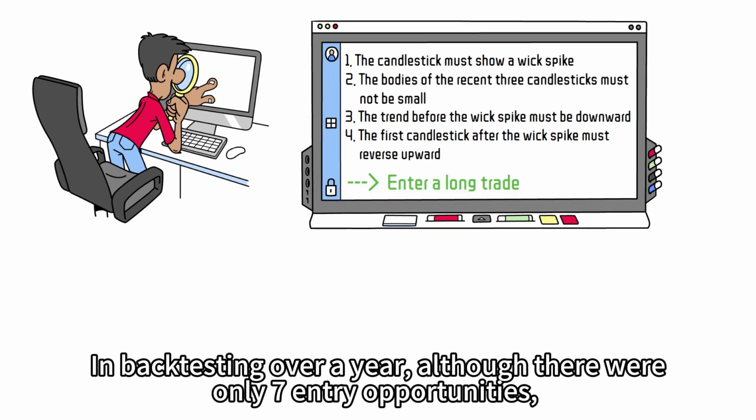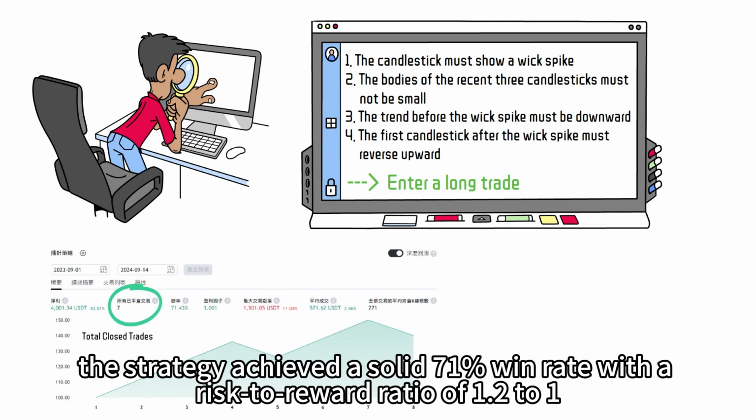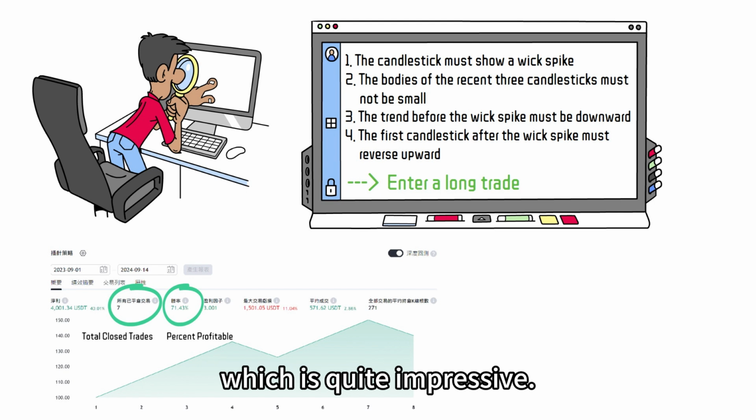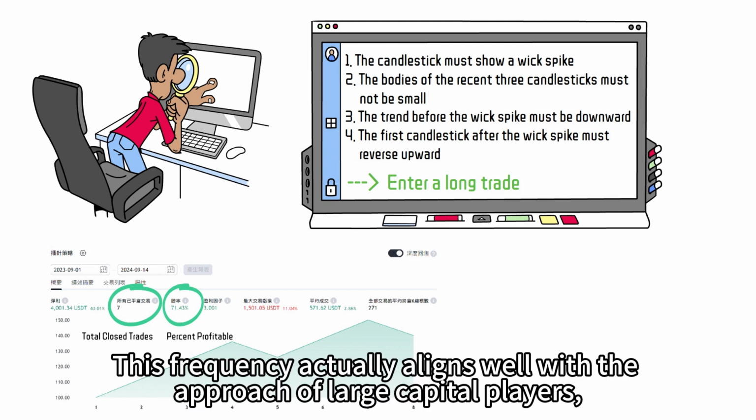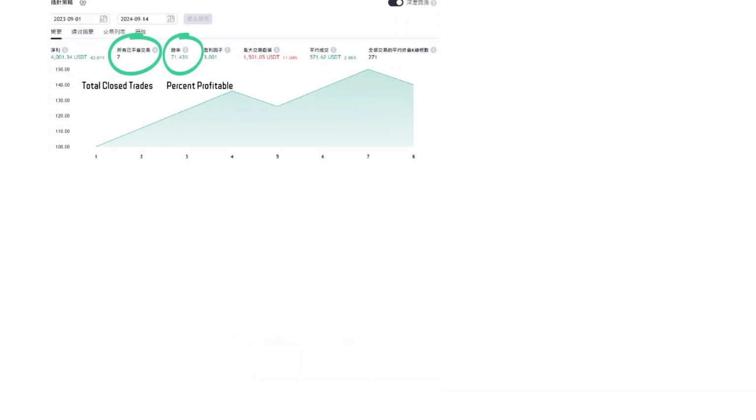In backtesting over a year, although there were only 7 entry opportunities, the strategy achieved a solid 71% win rate with a risk-to-reward ratio of 1.2 to 1, which is quite impressive. This frequency actually aligns well with the approach of large capital players, who typically make moves infrequently.